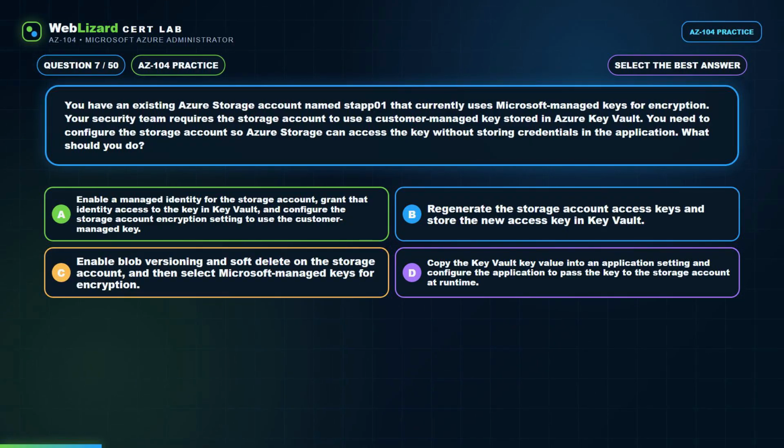Enable a managed identity for the storage account, grant that identity access to the key in Key Vault, and configure the storage account encryption setting to use the customer-managed key. Option B. Regenerate the storage account access keys and store the new access key in Key Vault. Option C. Enable blob versioning and soft delete on the storage account, and then select Microsoft Managed Keys for encryption. Option D. Copy the Key Vault key value into an application setting and configure the application to pass the key to the storage account at runtime. Choose your answer before the reveal.